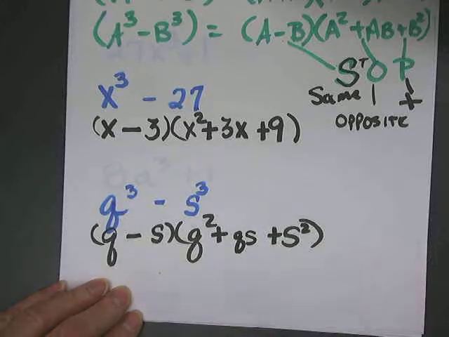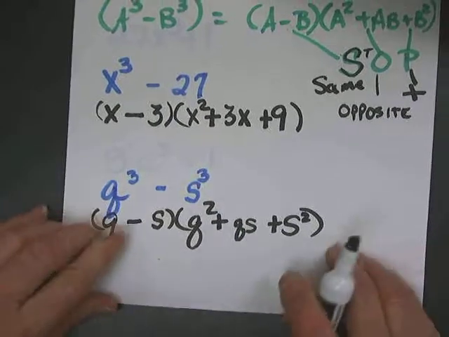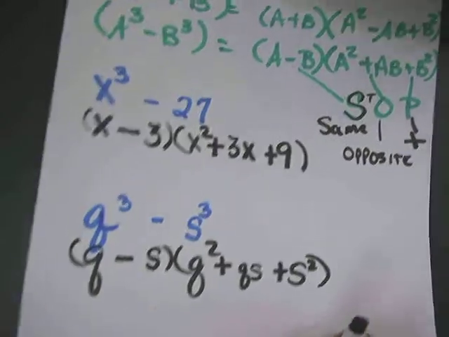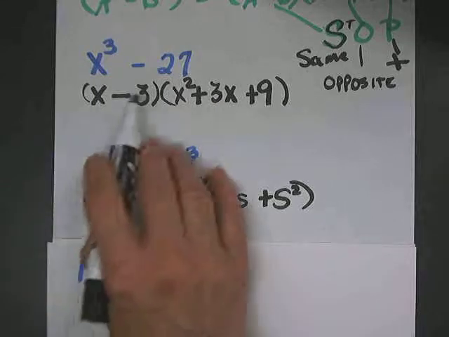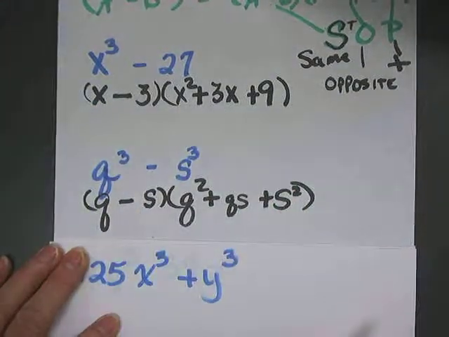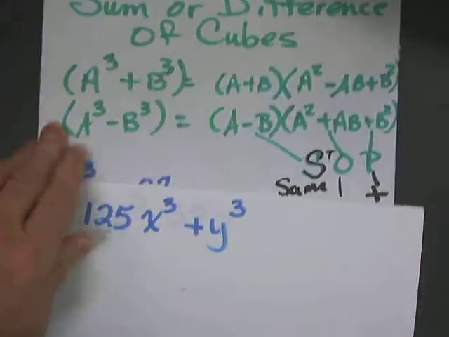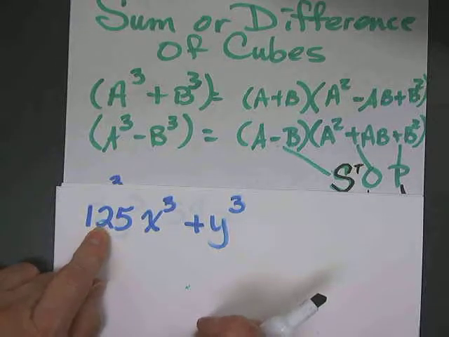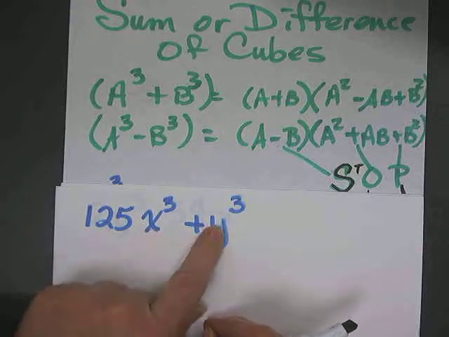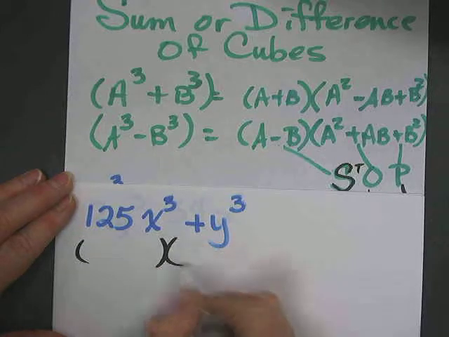Q to the third will be q times q squared, right? S to the third will be s times s squared. This and then square it. And what are our signs going to be? Minus, same, plus, opposite, plus, positive. Now, what's our middle term going to be? QS, or SQ, however you want. I put QS because the Q's coming in descending order there.